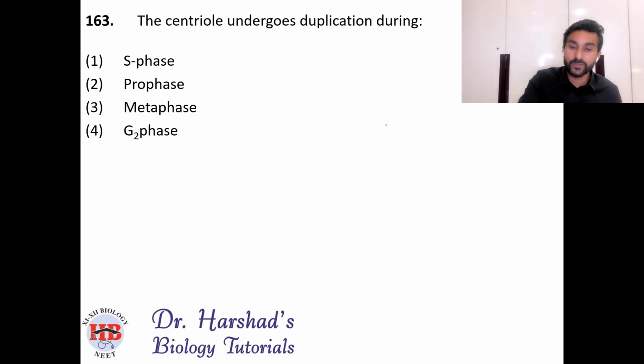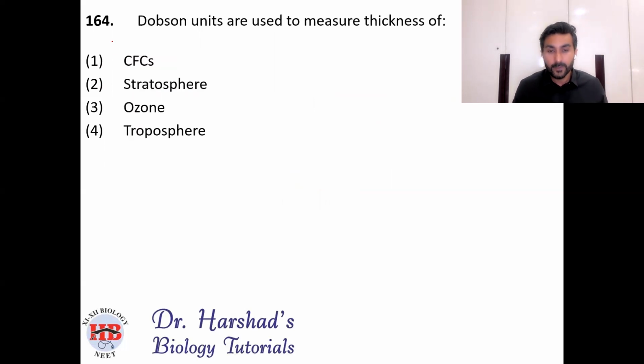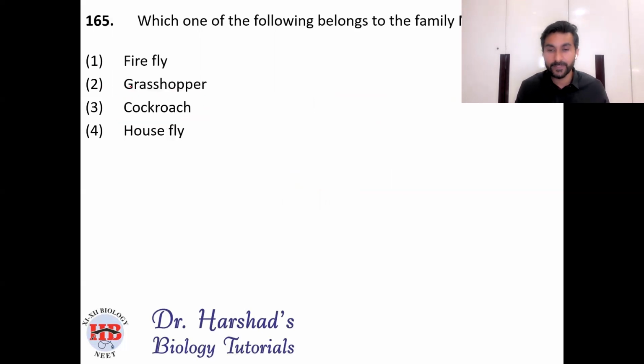Centrioles undergo duplication during the S phase of interphase. Straightforward question. Our answer would be option number 1. Dobson's unit, if you remember, was used to measure the thickness of ozone. So ozone layer thickness is measured with regards to Dobson unit. So answer would be option 3.